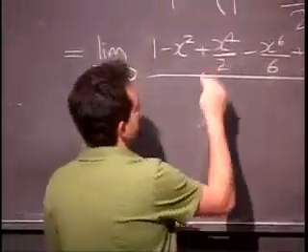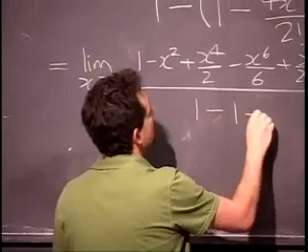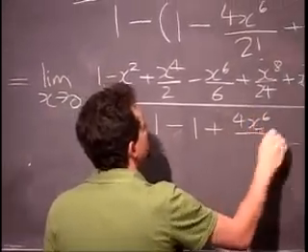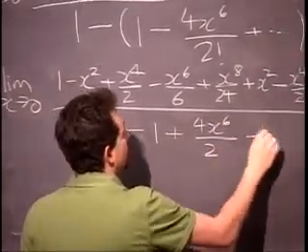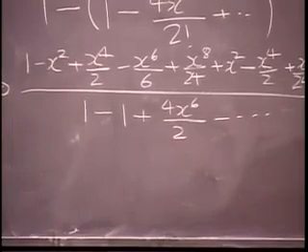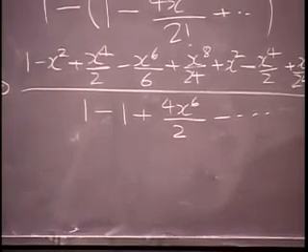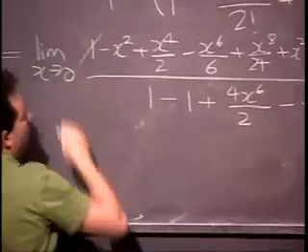On the bottom, well, I have the same thing. 1 minus 1 plus 4x to the 6th over 2 factorial, and so on. So this, again, is all the terms up to and including x to the 8th. The 1 goes away.